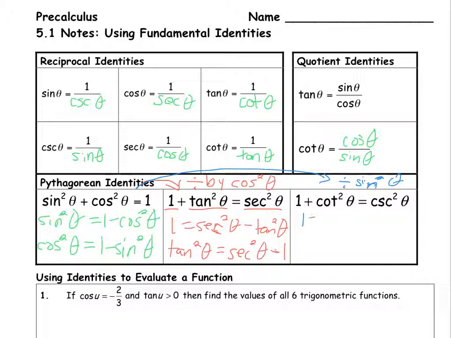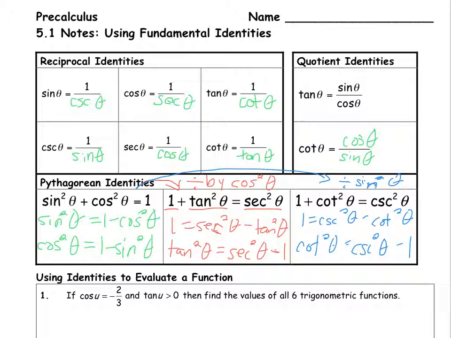Again, you could rewrite these to your heart's content to suit whatever need you happen to have. And cotangent squared theta would equal cosecant squared theta, subtract 1. These are your fundamental identities. Learn them, memorize them, become comfortable with them.